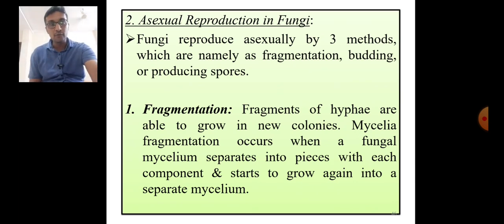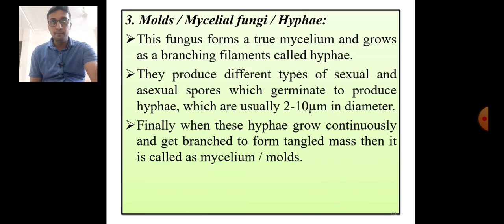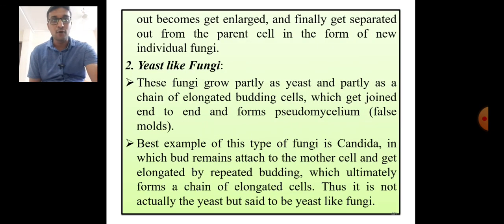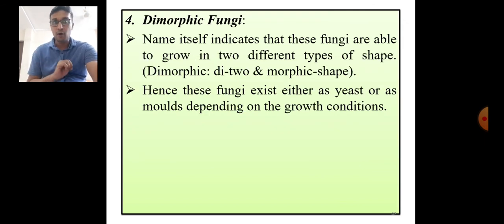Try to understand student what we have completed today. We have completed 2 new points and half of an old point which we skipped, or which was not completed in the last lecture. That was the morphological classification of fungi. त्याच्यात मी तुम्हाला सांगितलं 4 प्रकाराचे फंगाय आहे: yeast like fungi, then the mold, which is also called the mycelial fungi or the hyphae, and the fourth one, that was the dimorphic fungi. तर हे 4 क्लास आपण शिकलो आज.